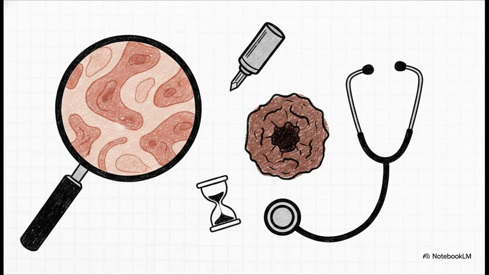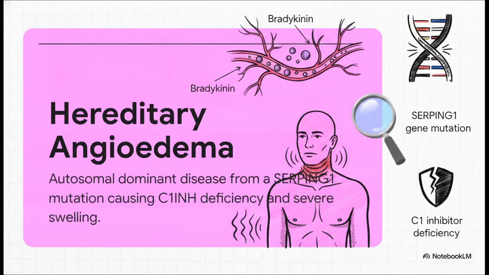However, atypical features demand immediate attention. If a lesion lasts longer than 36 hours, if it's painful rather than itchy, and it leaves residual bruising or scarring, well, that is a hard indication for a skin biopsy to rule out a much more serious condition called urticarial vasculitis. And what if a patient presents with isolated angioedema, meaning deep swelling with zero urticaria and absolutely no itching? Clinicians have to suspect something else entirely, a bradykinin-mediated process.